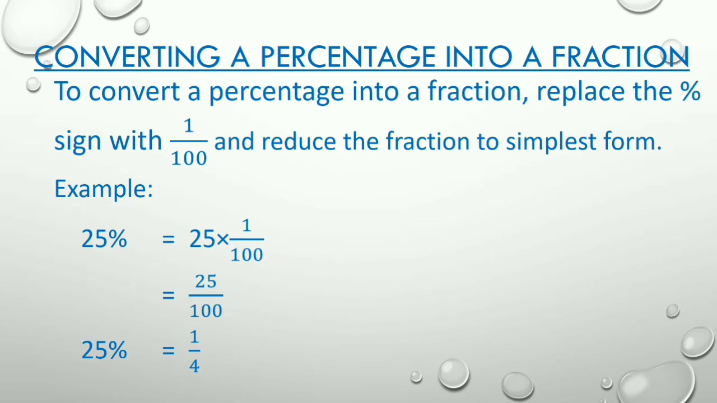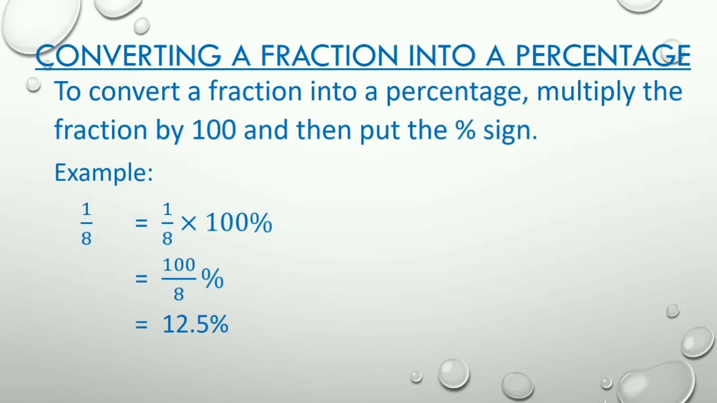We have an example, 25% has to be converted into fraction. So we replace the percent symbol with 1 by 100, that is 25 into 1 by 100, and that is equal to 25 by 100. By simplifying it into its lowest term, we get 1 by 4. So the fraction which is equivalent to 25% is 1 by 4.